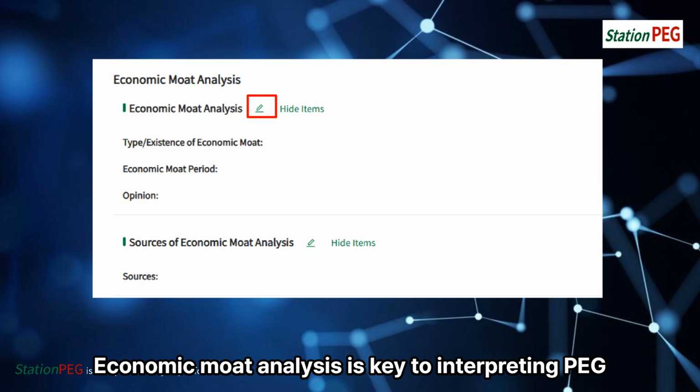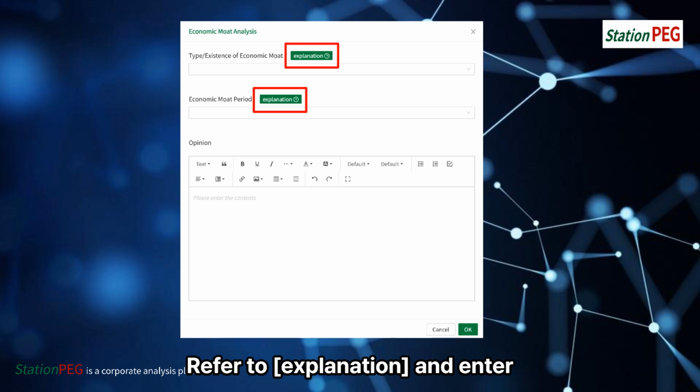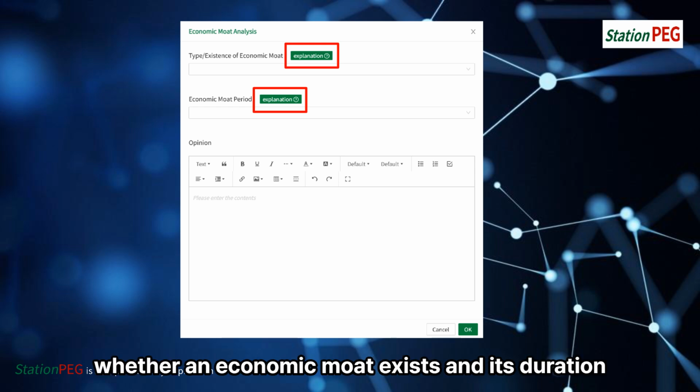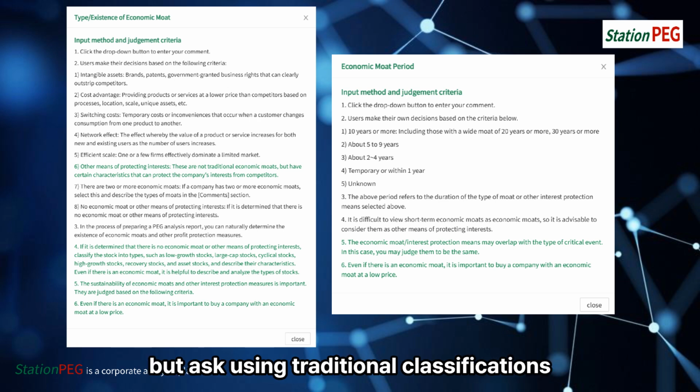Economic moat analysis is key to interpreting PEG. Strong moats make PEG more reliable. Refer to the explanation and enter whether an economic moat exists and its duration. AI can explain economic moat, but ask using traditional classifications to make judgments accordingly. You can ask about the duration, but it's best to assess it yourself.